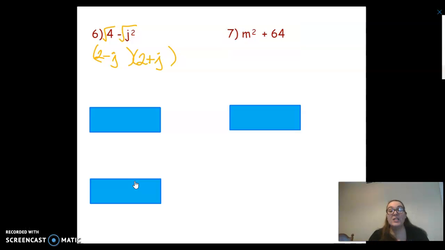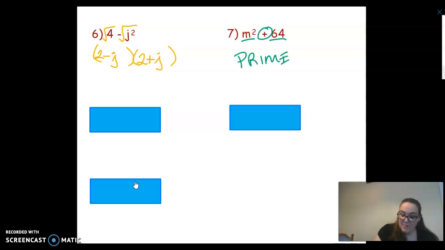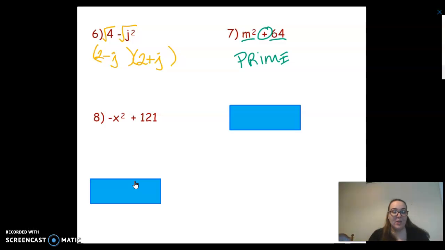m squared plus 64. So is there a greatest common factor? No. Are they perfect squares? Yes. But is it a difference? And the answer to that is no. With a plus here, this is not doable. I cannot say m plus 8 and m minus 8. This right here, because I can't do anything with it because of the plus, becomes prime. Remember, prime means it does not factor in any way.